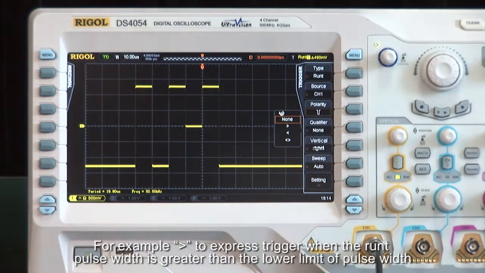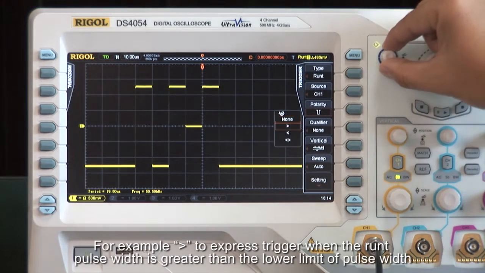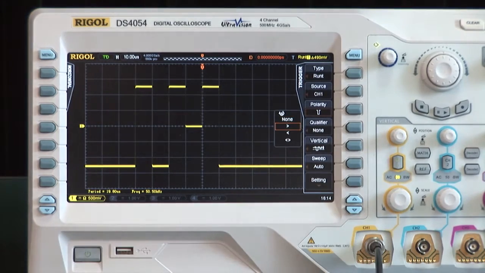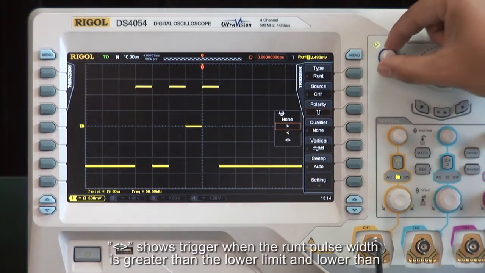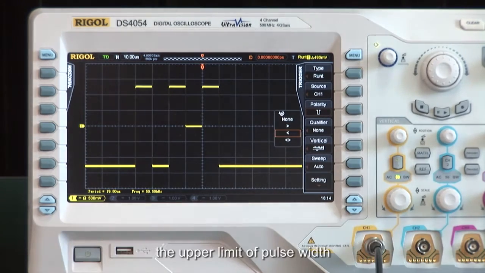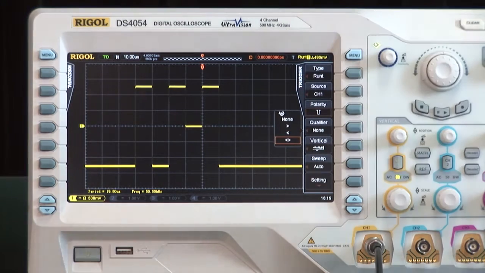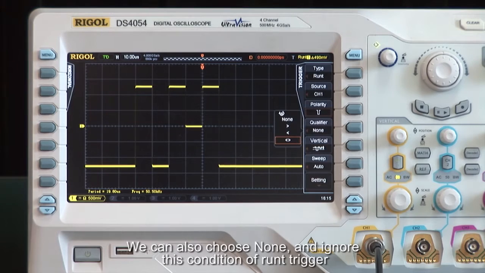For example, greater than will express triggers when the Runt pulse width is greater than the lower limit of our pulse width. In between will show triggers when the Runt pulse width is greater than the lower limit and lower than the upper limit of our pulse width. We can also choose none and ignore this condition of the Runt trigger.